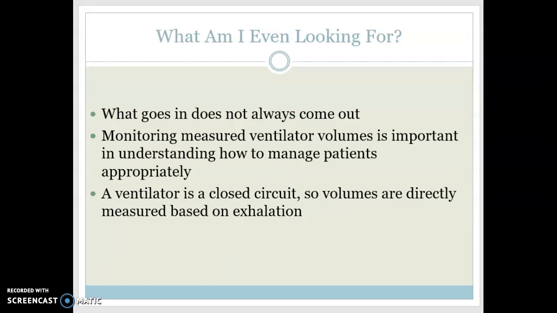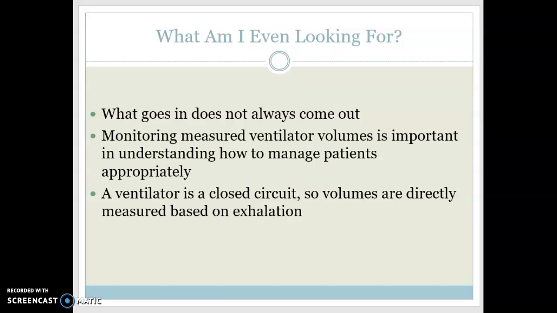One thing I want you guys to note when you're trying to determine what is more appropriate, volume control or pressure control, is that sometimes what you deliver is not what is measured on exhalation. And be careful about this. Because again, there might be a compliance issue, you might have a leak, you might have something else going on physiologically or mechanically. Always check your ventilator too when you're checking your patient.